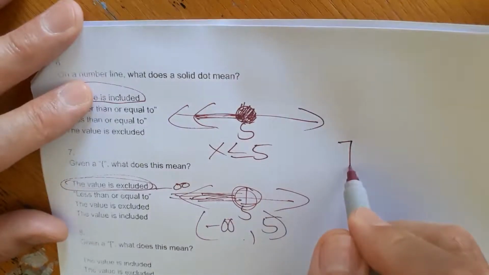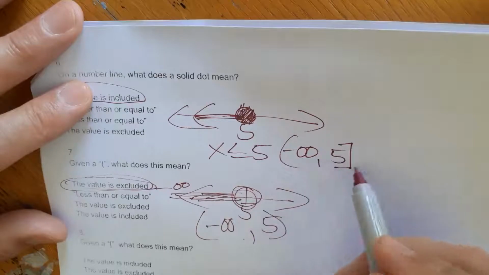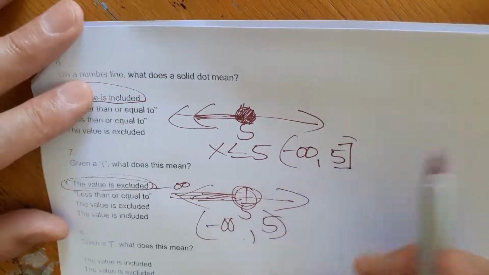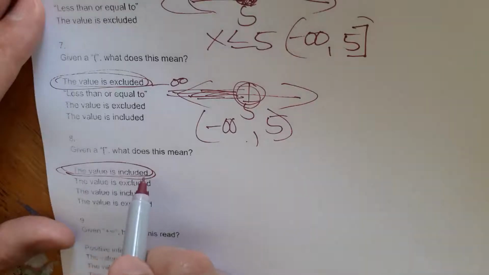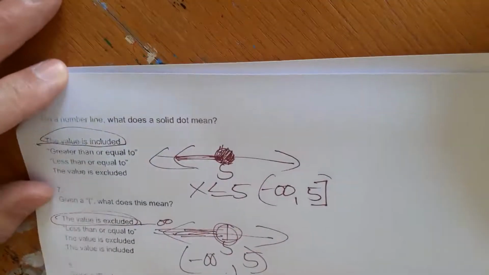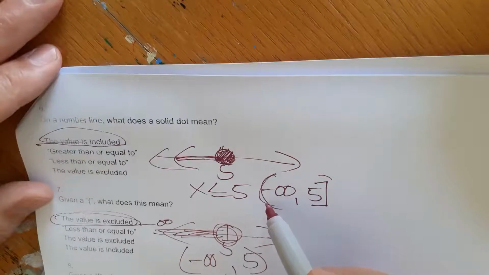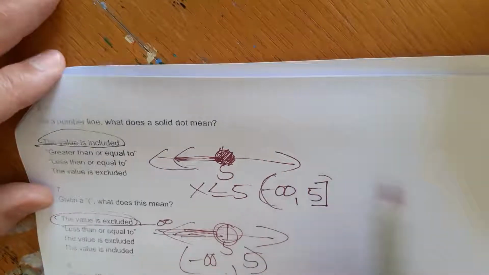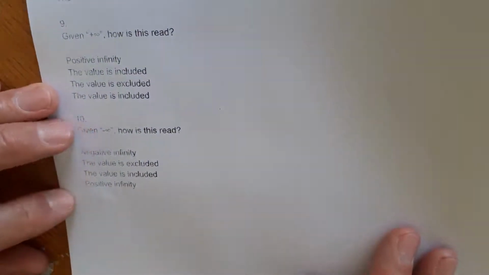This would have been written bracket 5, comma, negative infinity parenthesis as set notation. Bracket means the 5 is included, so the value is included. And just a note, we use a parenthesis on the negative infinity here because infinity is not a number, it is a concept, right? So the parenthesis has to be used on any infinity, not a bracket. You can't include it. It's not a number. All right, so let's see what else we got.